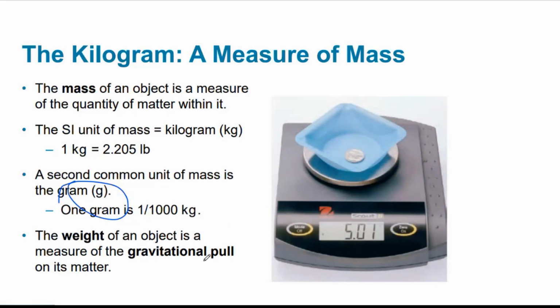The weight of an object is a measure of its gravitational pull on its matter. So mass is the same no matter what planet you go to. So here on Earth or on the moon, the mass is the same. But weight has to do with gravitational pull. So you'll weigh less on the moon than you do on Earth due to the differences in gravity.